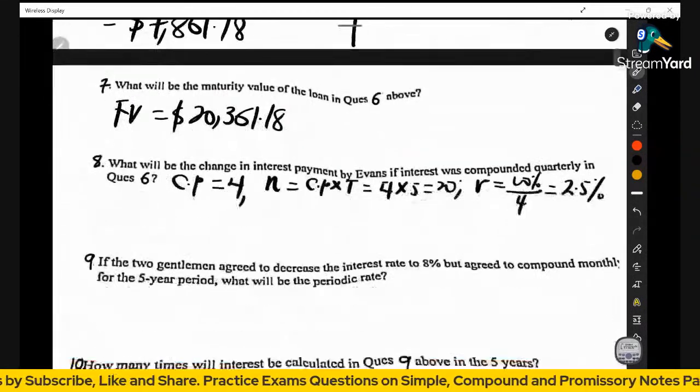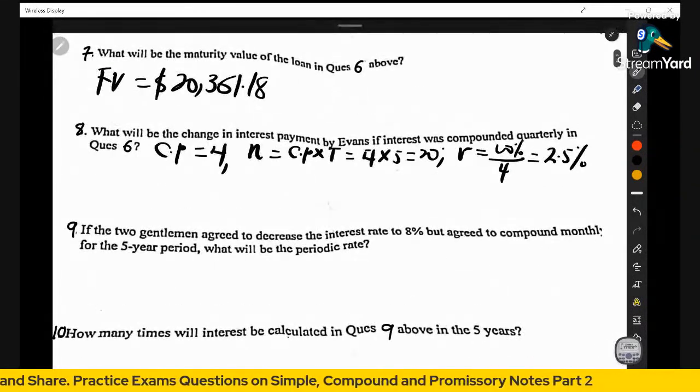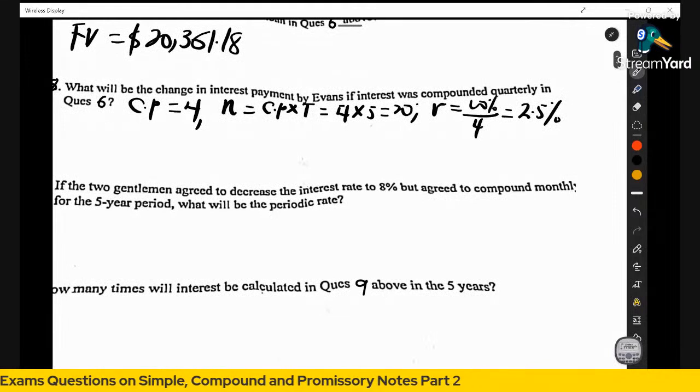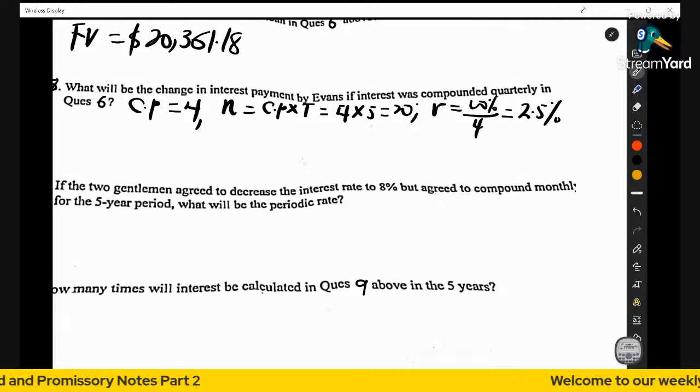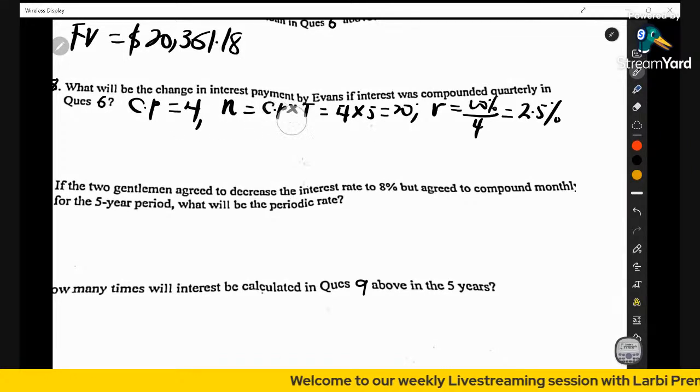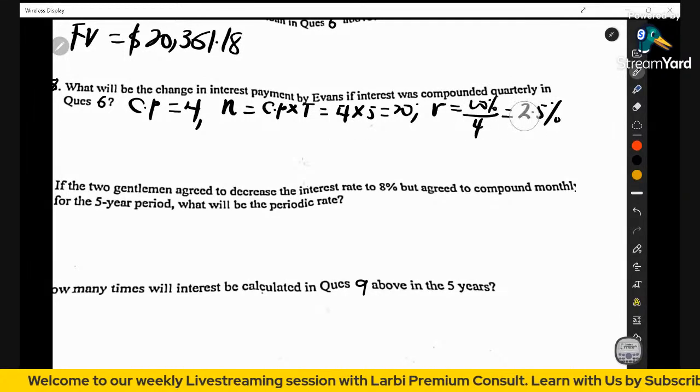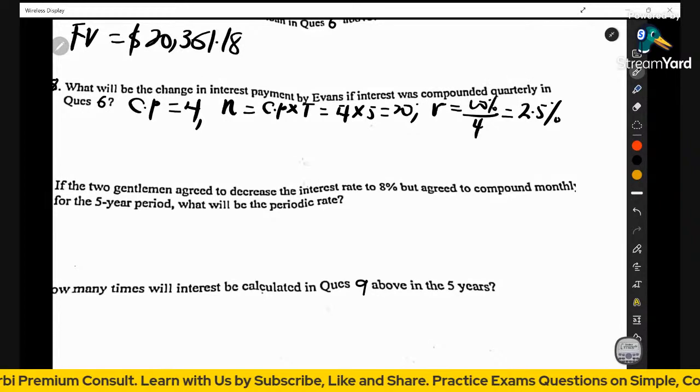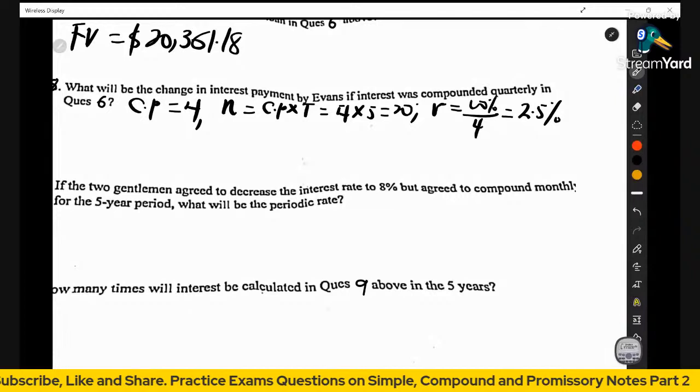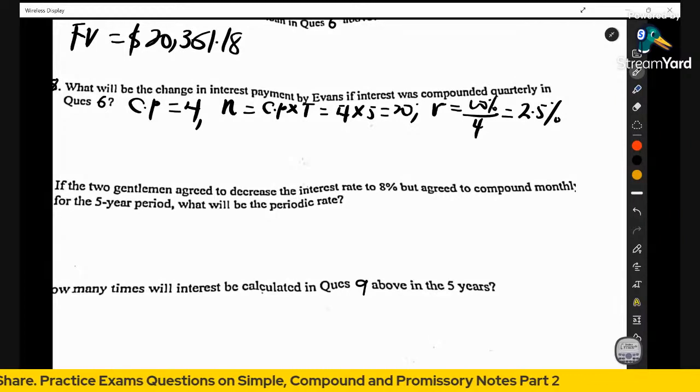And question 7 or 8 is asking what will be the change in interest payment by Evans if the interest was compounded quarterly, right? So when there is a change in compounding period, it affects the number of times to be compounded, and it also affects the periodic interest rate. Now we are getting these values. This is what we're going to use to calculate the future value before we determine the interest compounded quarterly, and then we compare that to that of the semi-annual in question 6. Hope you get that. So that's what we're going to do in that particular case.